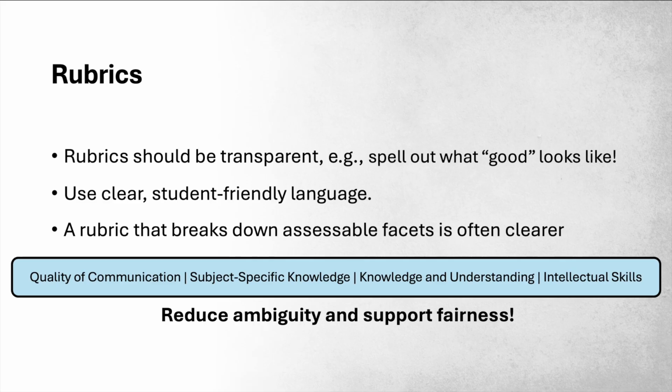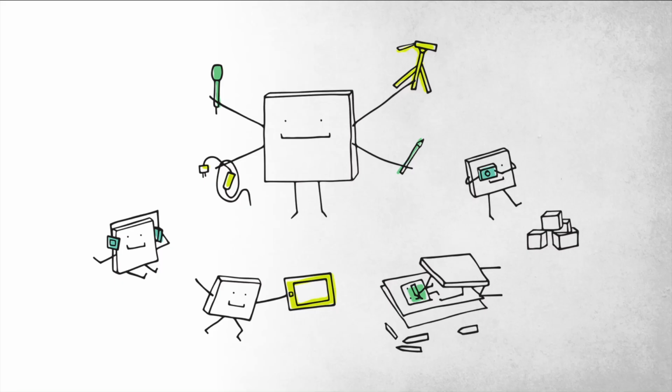This clarity not only guides students towards producing stronger work, but also supports fairness and consistency across the marking process. It's important for students to understand their rubric because it clarifies exactly how their work will be evaluated, helping them focus their efforts, meet expectations, and produce stronger, more targeted assignments.